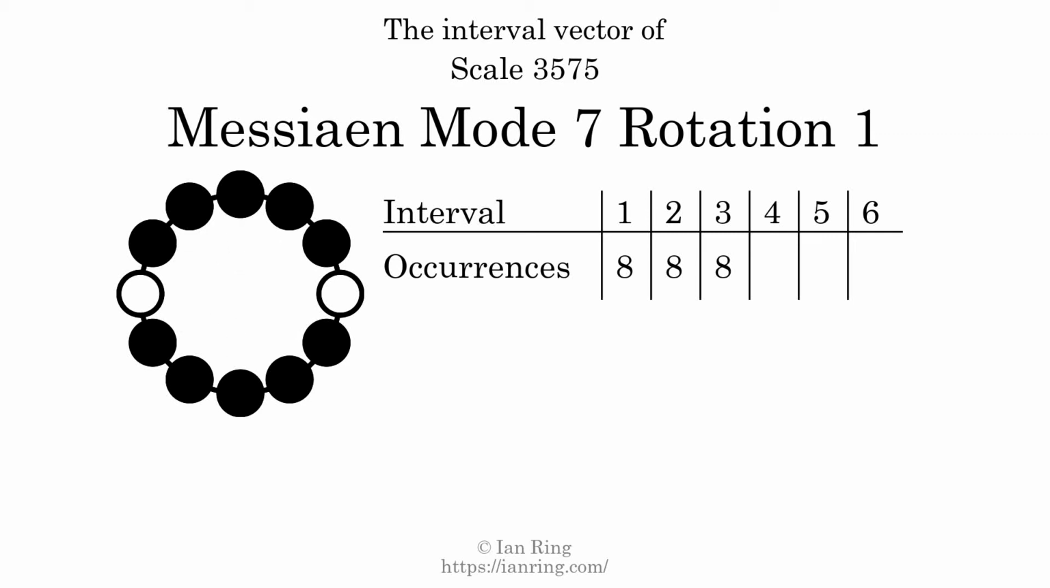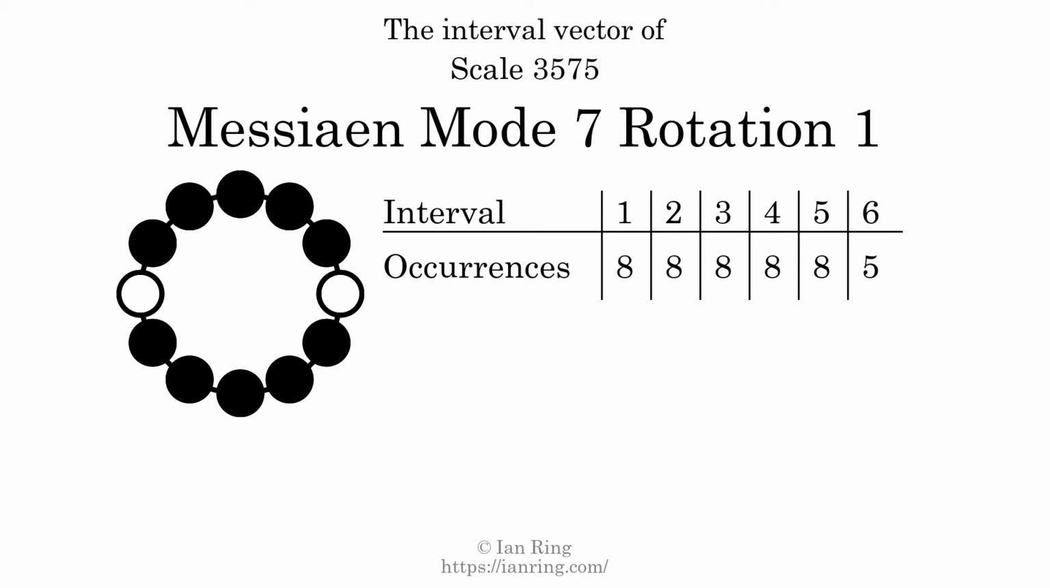There are 8 intervals with the size of 3 semitones, 8 intervals with the size of 4 semitones, and 8 intervals with the size of 5 semitones. Each one is shown in turn on the diagram.